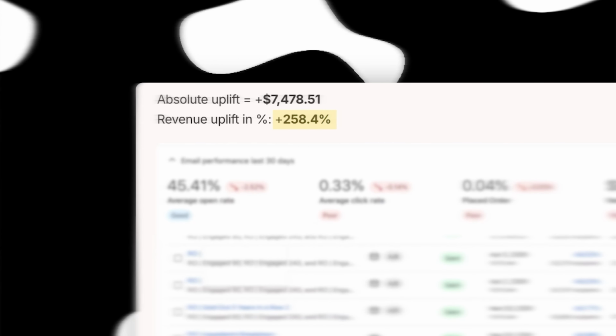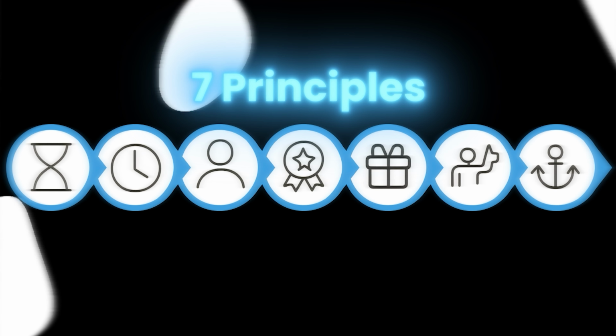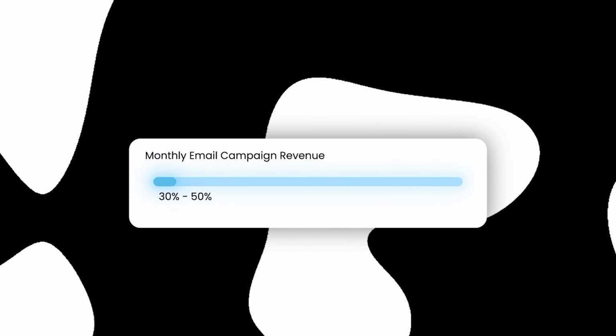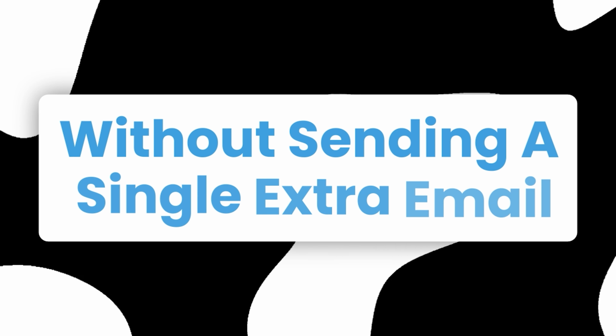This email principle generated a 258% revenue uplift for one of my clients, this one 223%, this one 184%. There are 7 of them in total, and once you understand how they work together, you can rebuild every campaign your brand sends and add 30 to 50% of your monthly email campaign revenue without sending a single extra email.